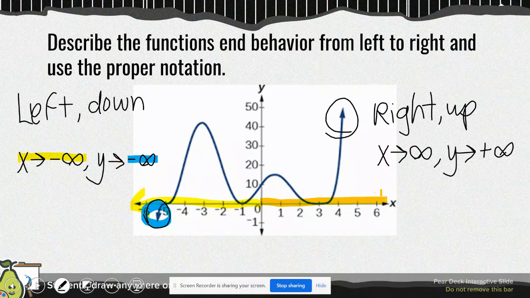So as we move along this way towards positive infinity, where's my function heading? Well, you know what? It's going up. It's going towards positive infinity.